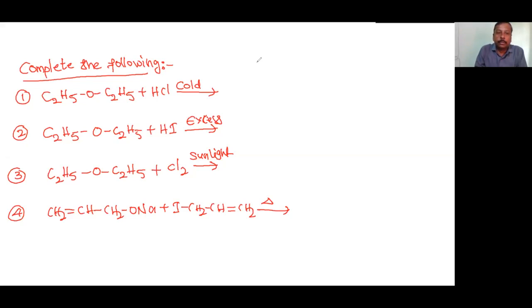Okay. So let's see the first answer. What is the first answer? Major products. First of all, it is cold and it is HCl. So this will be salt. Salt formation will be there. This will be H positive and Cl minus. This will create a salt.